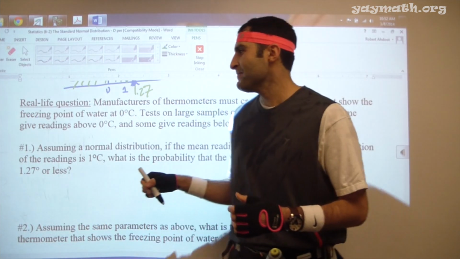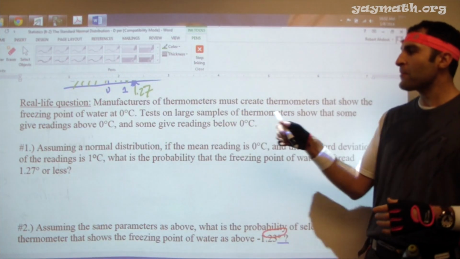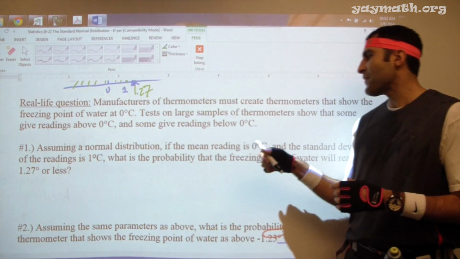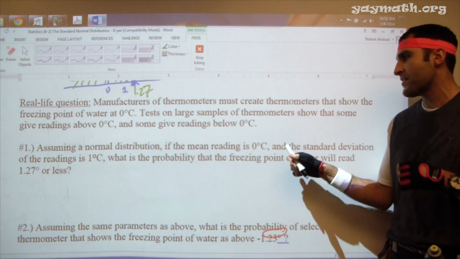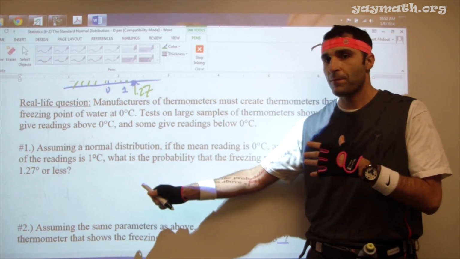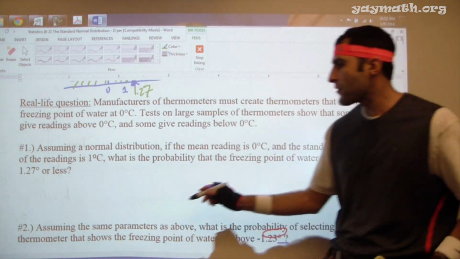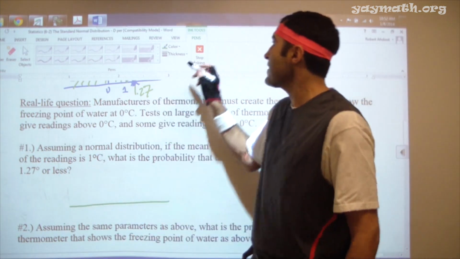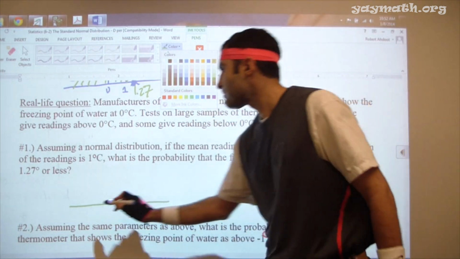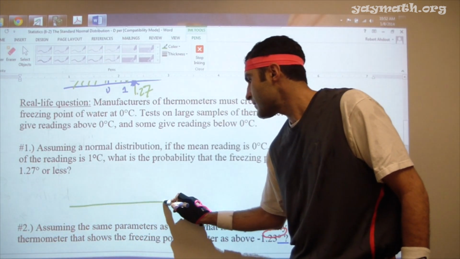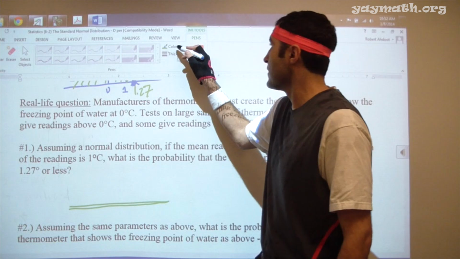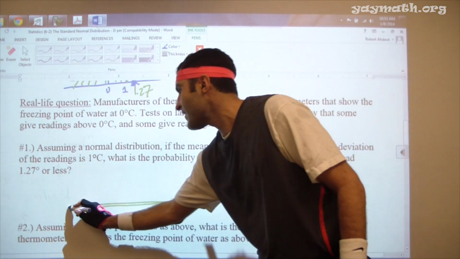Vanilla? Okay. Assuming a normal distribution, if the mean reading is 0 degrees Celsius, so this is a thermometer, okay? We're talking about a thermometer. Do you agree that if you're testing, here, let's go back to blue here. Please, blue? It didn't work. Okay. All right, tapped it again.